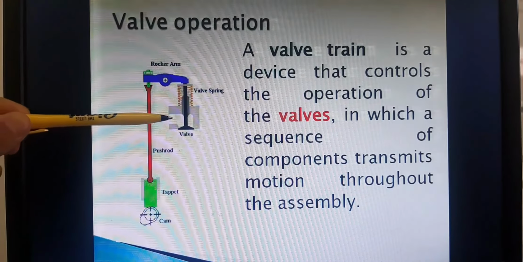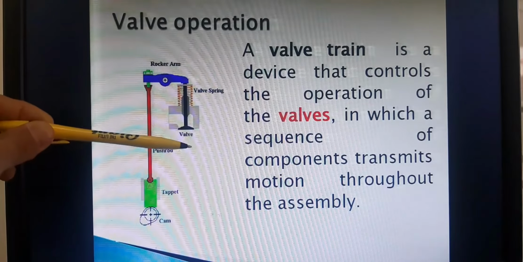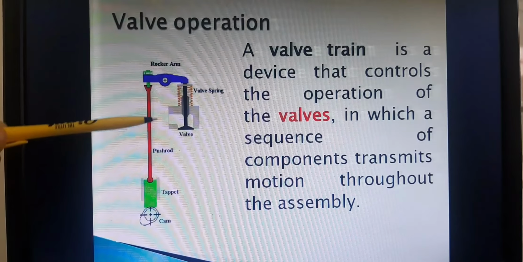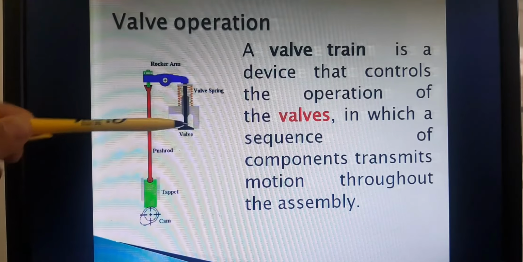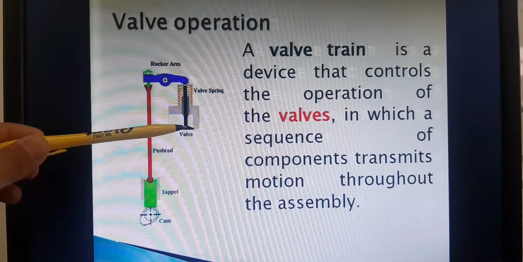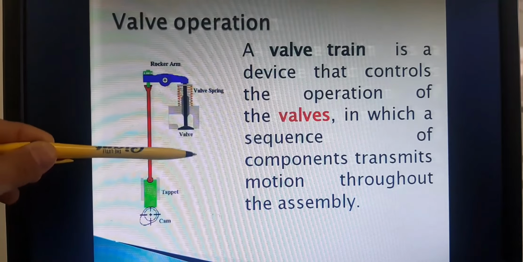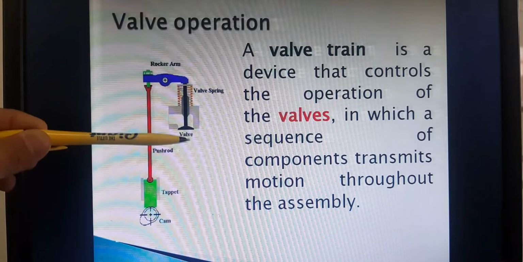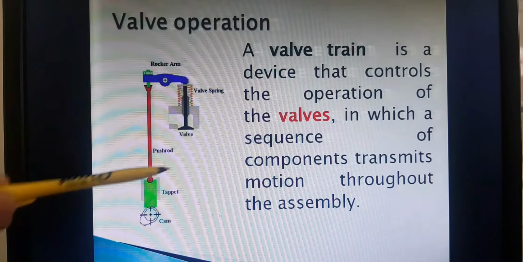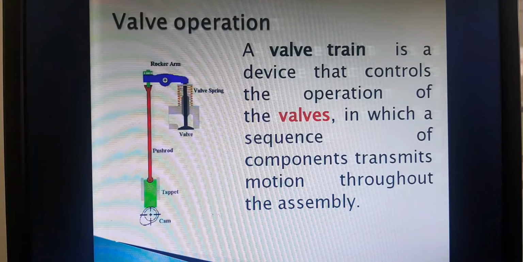So when air enters, the way is open so it can enter the cylinder. Or if this is an exhaust valve, if this valve is now open, it will now permit the combustion gases to go out of the combustion chamber. Okay, next.